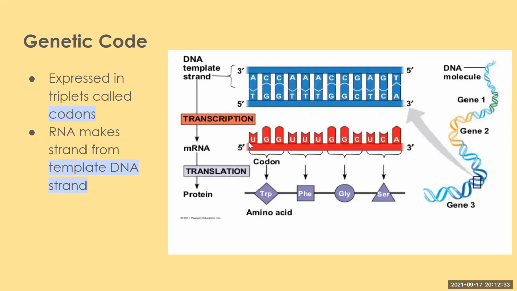Basically, the triplet set of 3 bases will code for an amino acid, and these amino acids will join together to form a polypeptide, which will again go through folding and more complex processes to become a protein eventually, right? And this process specifically, from the mRNA to the protein, is called translation. So RNA makes the strand from the template DNA strand, which is called transcription, and then the amino acids are coded for using the codons, the triplet sets of mRNA, in the process of translation.